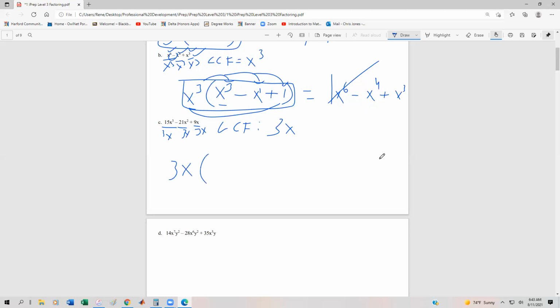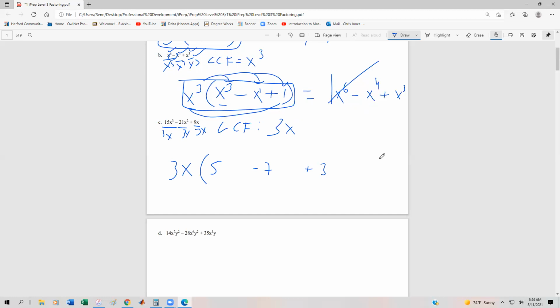We're going to put 3x on the outside of parentheses. 15 divided by 3 is 5. Negative 21 divided by 3 is 7. 9 divided by 3 is 3. So I'm just copying down the numerical coefficients first, and now I'll take care of the variables.